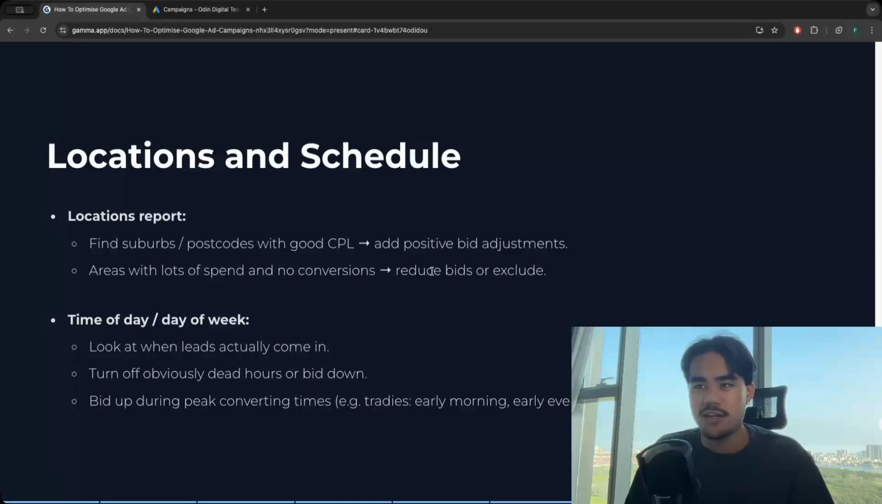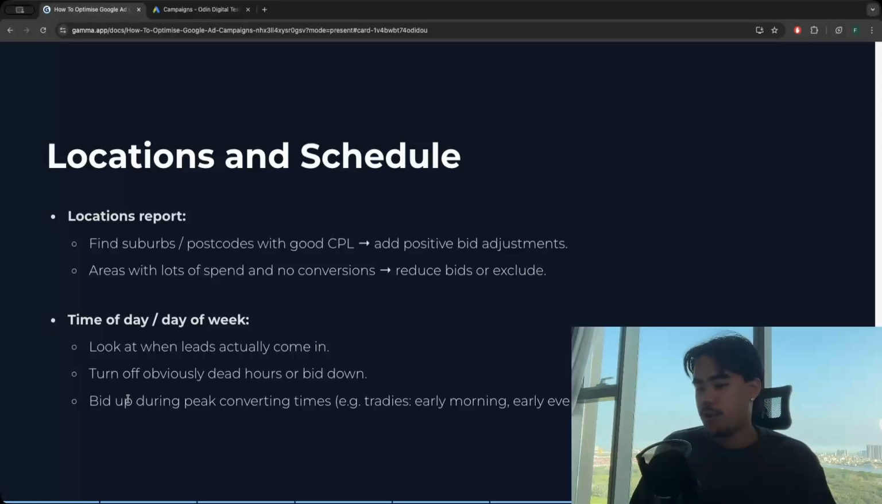Reason being is because a lot of the time, if it's same day bookings or emergency stuff, like emergency dental, emergency plumbing, whatever it is, you're going to pay for the click, and you're not going to win the business because they're just going to call the person down the road, right? Or you can bid down.